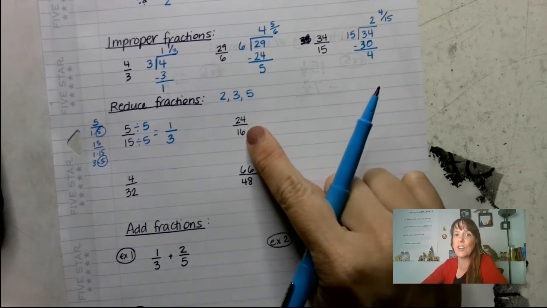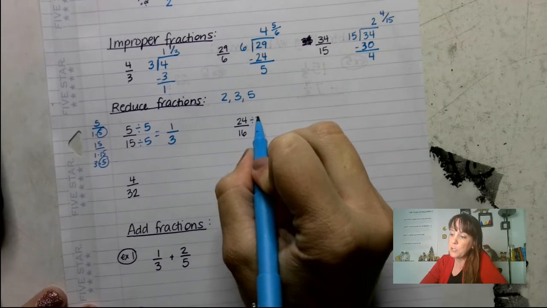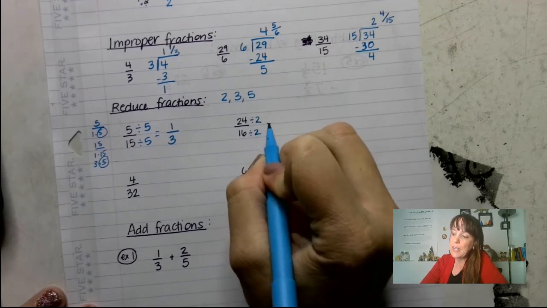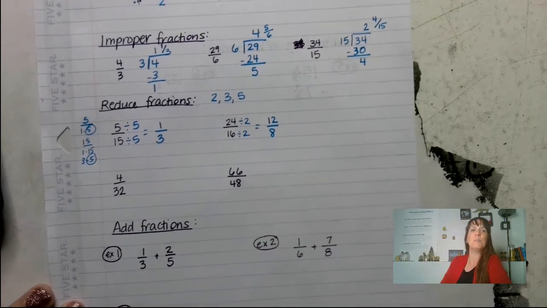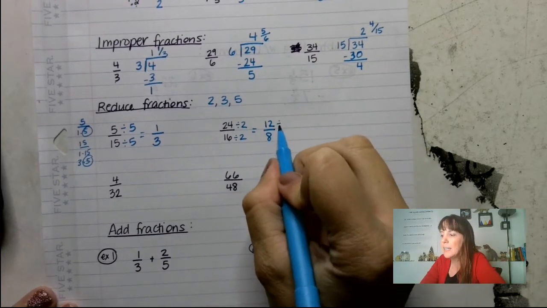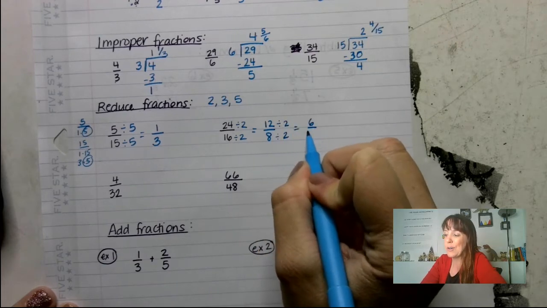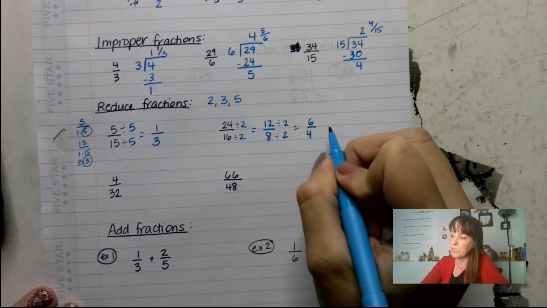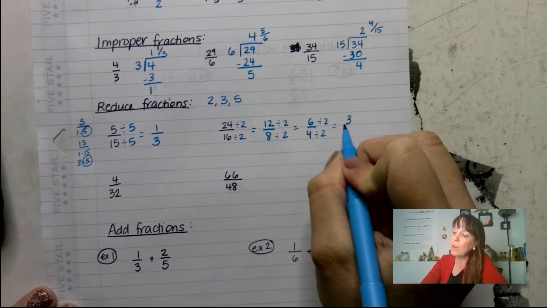However, both of these are even, so at the very least, what we can do is cut it in half. Divide this by 2, divide this by 2. We end up with 12 over 8. All right, well, those are still both even numbers. So let's try it again. Divide by 2, divide by 2. We get 6 over 4. Those are still even numbers, so let's keep dividing. Divide by 2, divide by 2. We get 3 over 2.